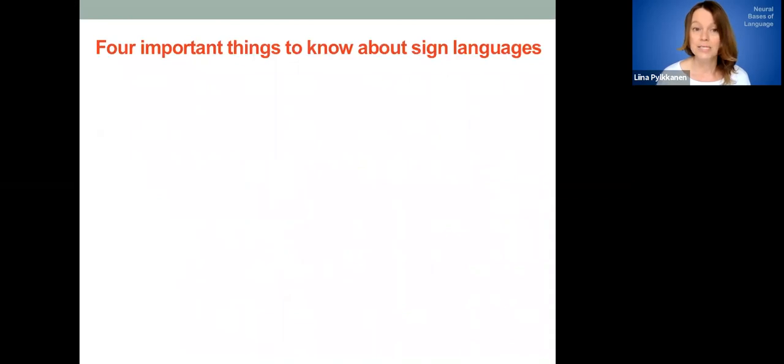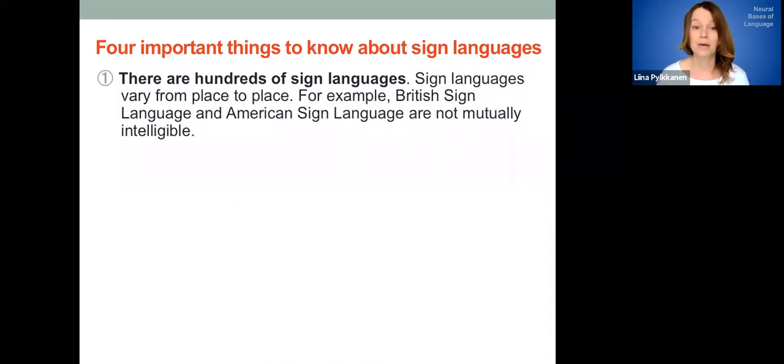And so before we get started, I just want to clarify four important things about sign language. And these are things that there are lots of misconceptions about. So I just want to make sure we're all on the same page as we get started. First, there is no one sign language. There are hundreds of sign languages in the world. They vary from place to place, just like spoken languages.